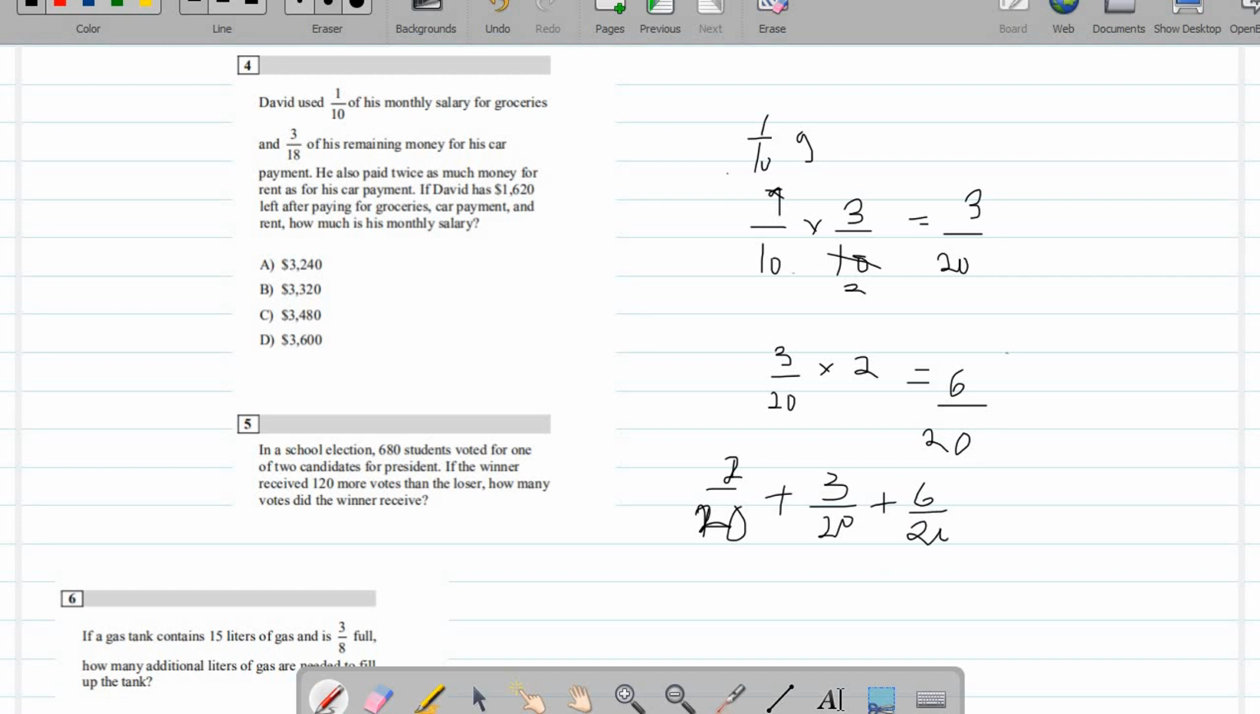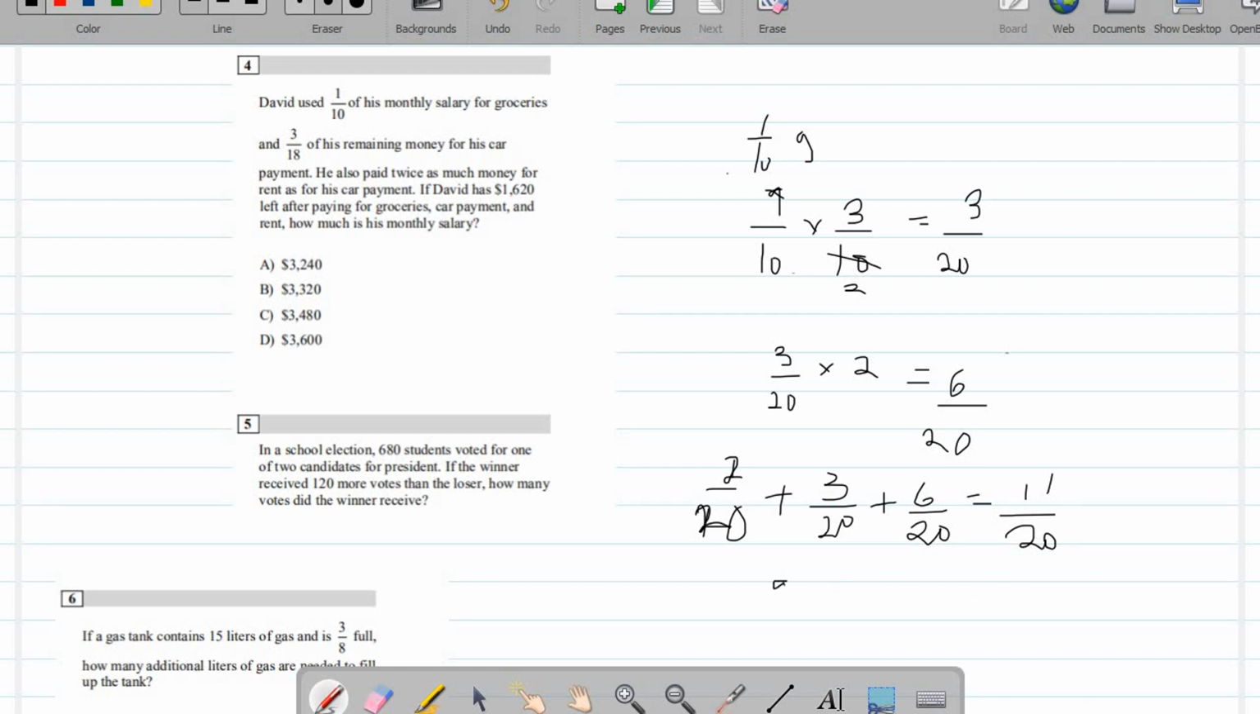So we add everything together: 2 plus 3 plus 6. Because of the similar denominator, that's 5 plus 6, which is 11, so 11/20. That's what he used for his groceries, his car payment, and his rent. Now it says that he has 1,620 left, and what's left is 9/20.